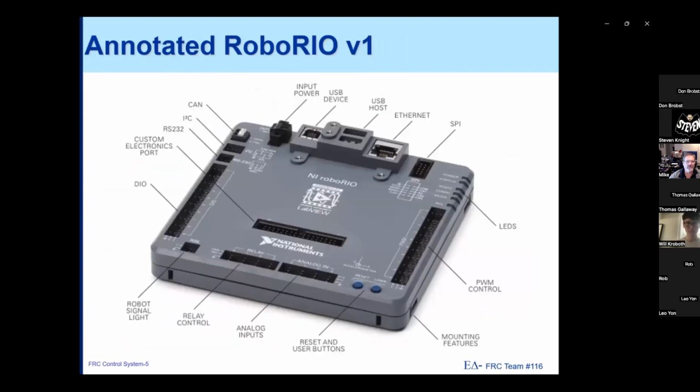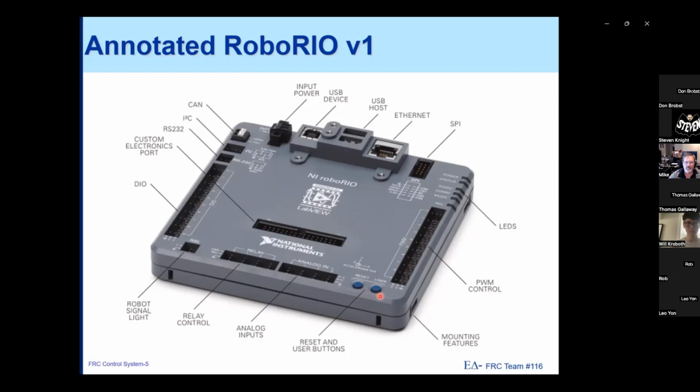Here we see a more detailed picture of the RoboRio. Along this side over here, we see these things labeled PWM. Those are pulse width modulation controls. These can be used to drive servos or some of the earlier PWM motor controllers, like the Talon SRs.